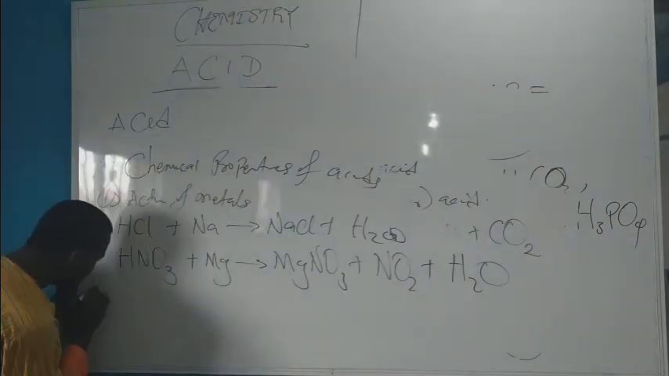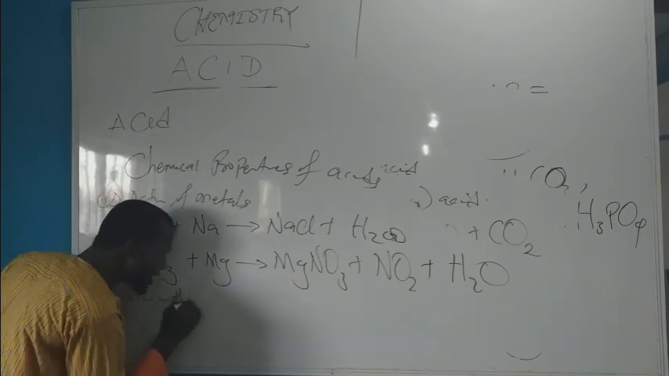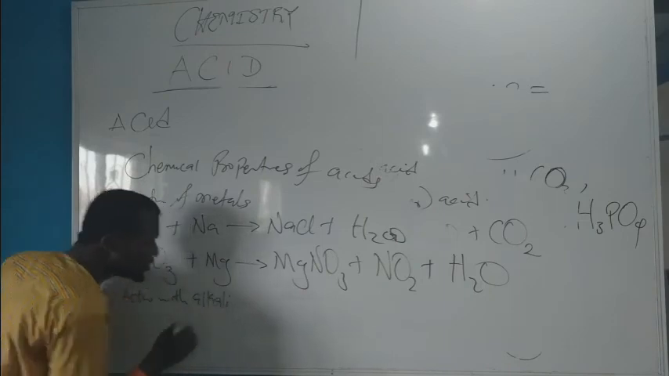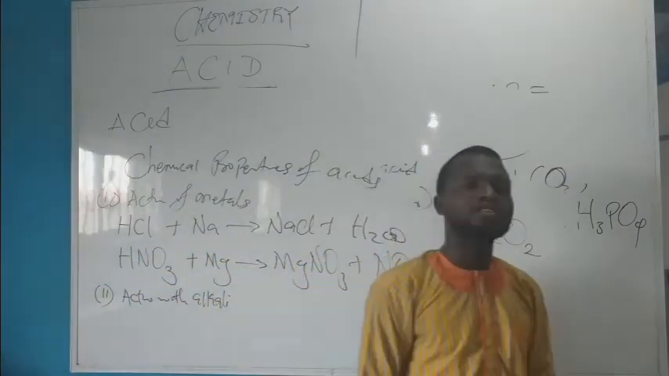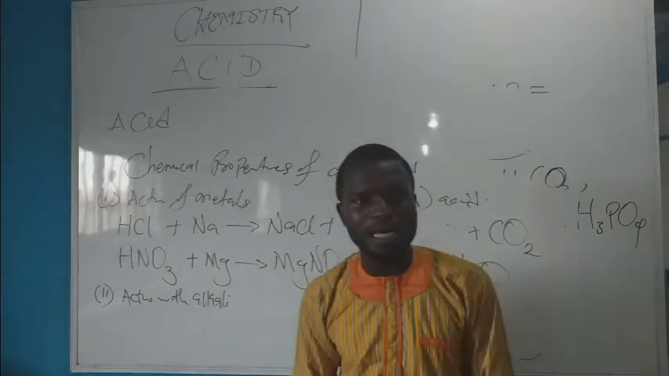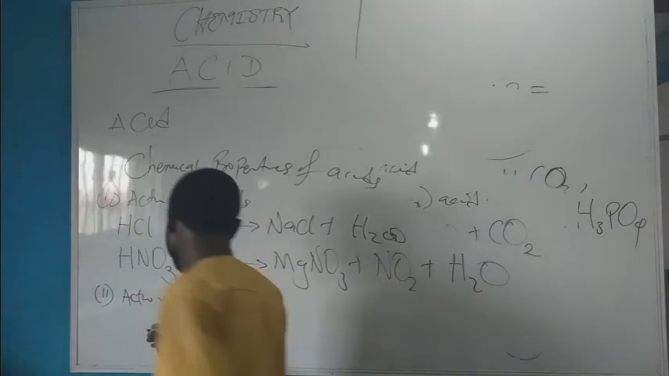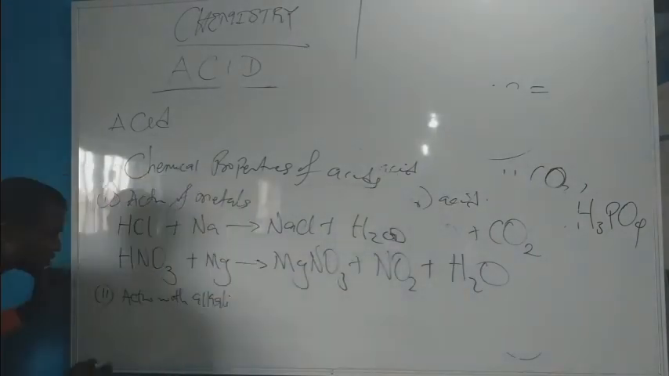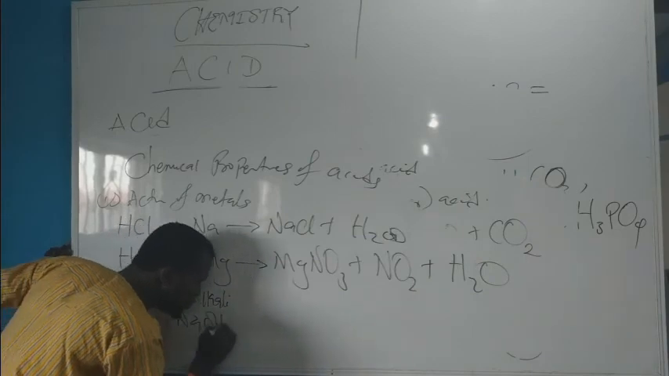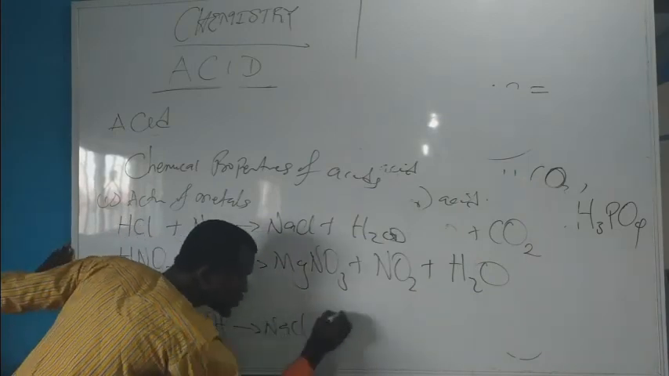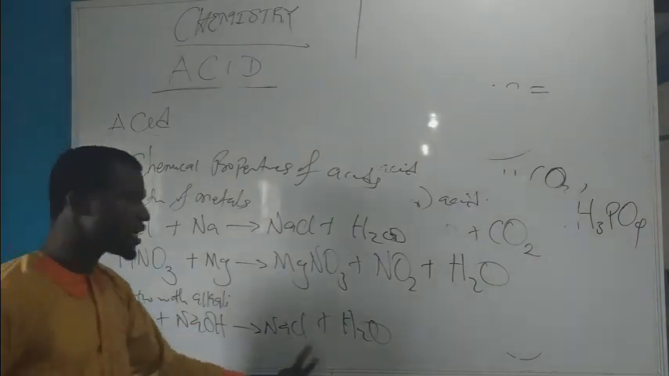Second chemical property is number 2, action with alkali. The reaction involving a hydrogen ion from an acid and a hydroxide ion from an alkali to form water as the only product is regarded as neutralization reaction. So acid combines with alkali to form salt and water. So HCl plus sodium hydroxide gives you sodium chloride and water. So there, this is a salt and this is water.